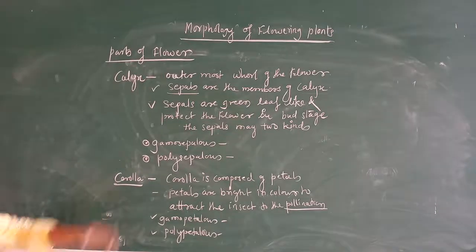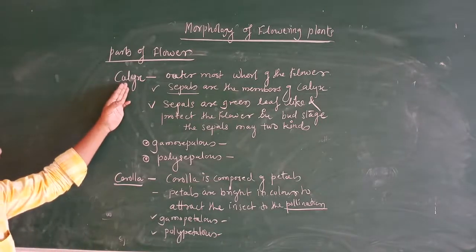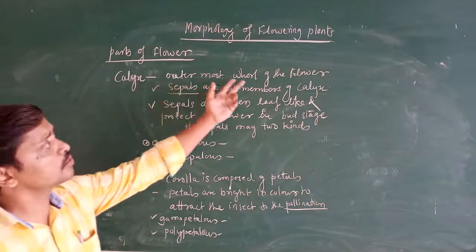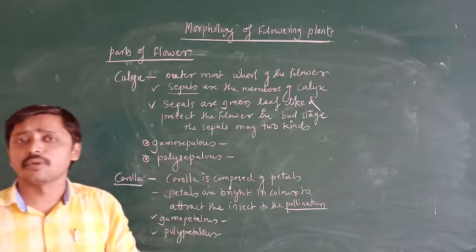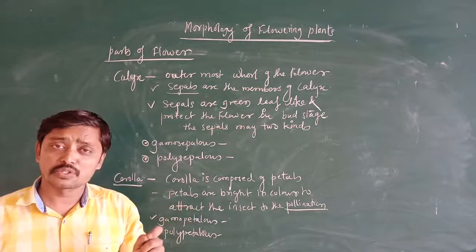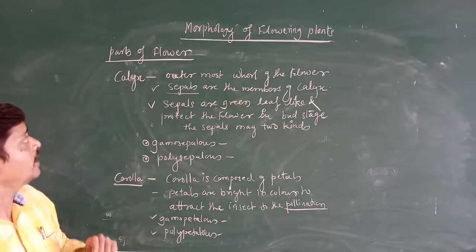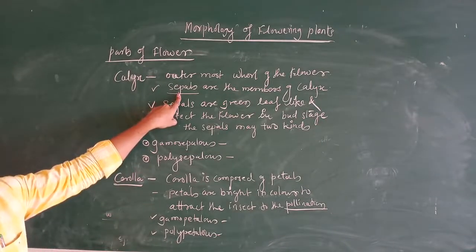The first part of a flower is the calyx. C-A-L-Y-X, calyx. Calyx is nothing but the outermost whorl of the flower. When we take a flower, the outermost part of the flower is called the calyx, and the members of the calyx are called sepals.